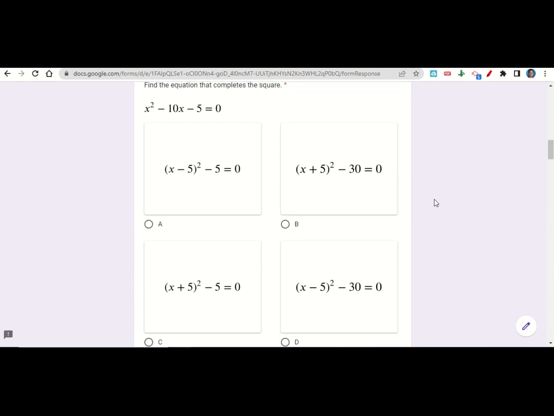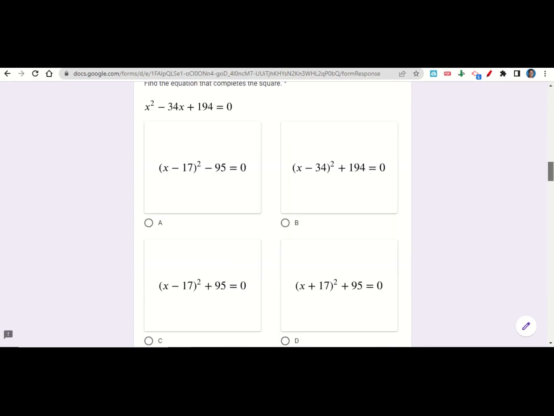So we have x squared minus 10x minus 5 is equal to 0. So we take half of negative 10, which is negative 5. So we know it should be (x minus 5). So it's going to be this one or this one. And then we square it. So negative 5 squared is 25. Well, how do we get from 25 to negative 5? Well, we're going to have to subtract 30. So we should have a minus 30 on the outside. So here's minus 5 and minus 5. This one is minus 5 and minus 30, so this would be our answer.